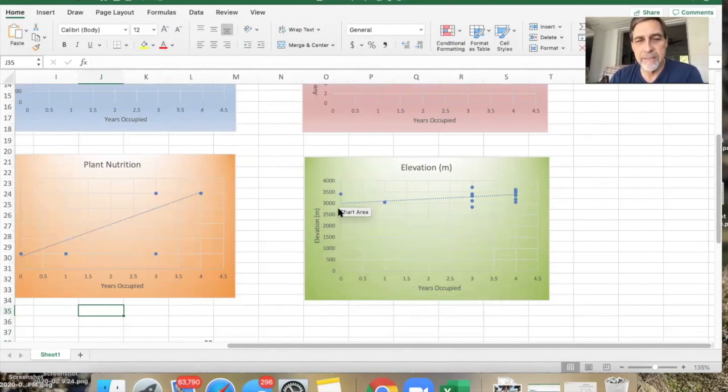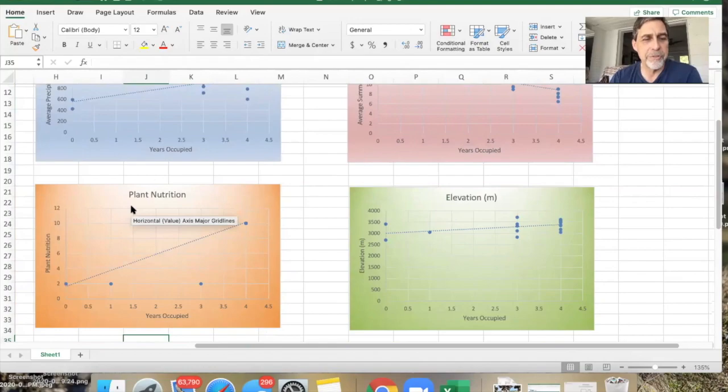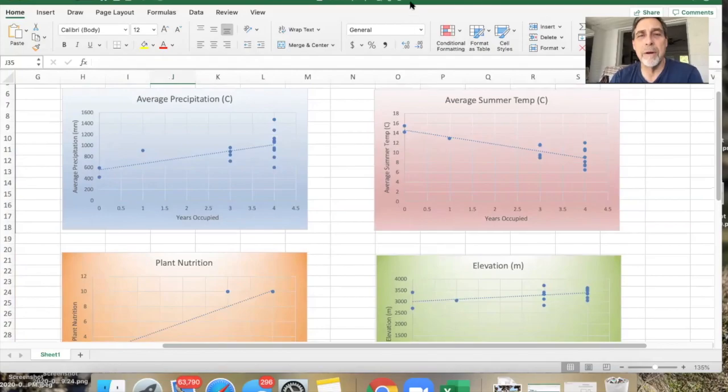So you see, this is how the data looks when you graph. And I put a trend line through it. So if you fool around a little bit with Excel, or if you know Excel at all, that's something you can do. So this is average summer temperature versus years occupied. This is average precipitation versus years occupied. This is food versus years occupied. And so by looking at that, you should be able to make some judgments about how well your hypothesis fit the data, or if it didn't, all right?